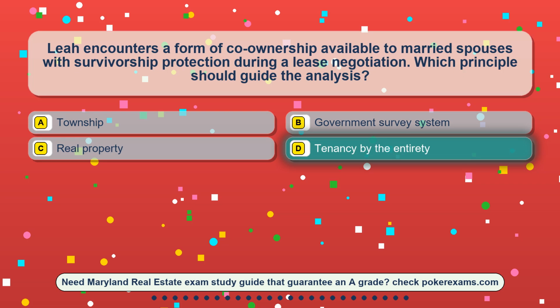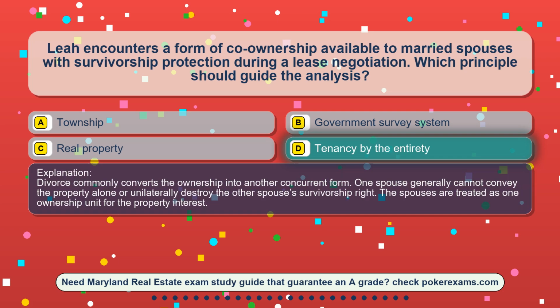The correct answer is option D, tenancy by the entirety. Divorce commonly converts the ownership into another concurrent form. One spouse generally cannot convey the property alone or unilaterally destroy the other spouse's survivorship right. The spouses are treated as one ownership unit for the property interest.